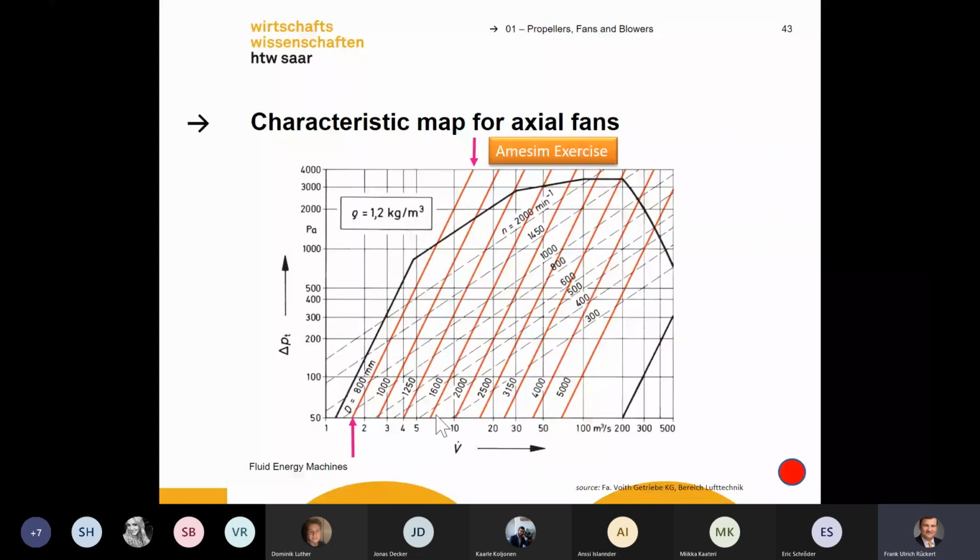And from time to time, we have to use these maps and we have to go through them. This is just from another company, the company of Voith. Voith are also a company. They are, for example, here in Kaiserslautern. They're located in different locations. Voith is a really big company for blowers and for fans.